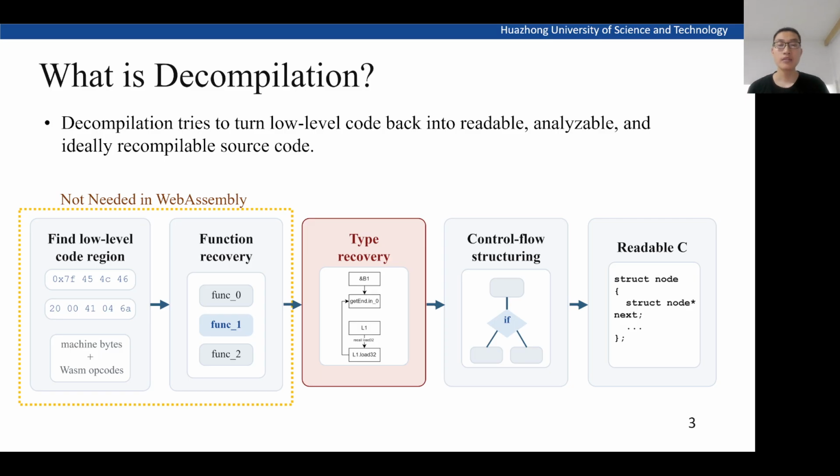However, the other following steps are quite similar compared with native binary decompilation. The high-level types are lost, and you need to recover high-level types using type recovery. After that, you need to do control flow structuring to recover things like if statements, for statements, and while statements. And finally, you get the readable C code.